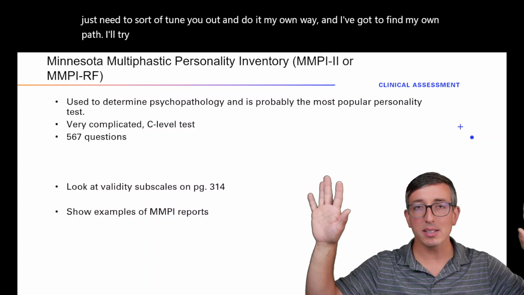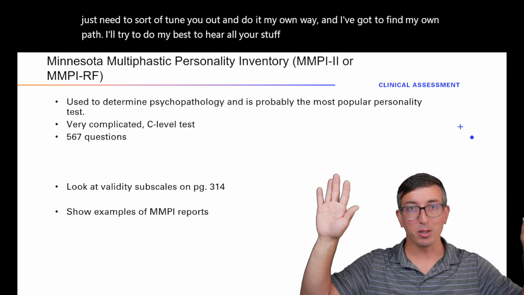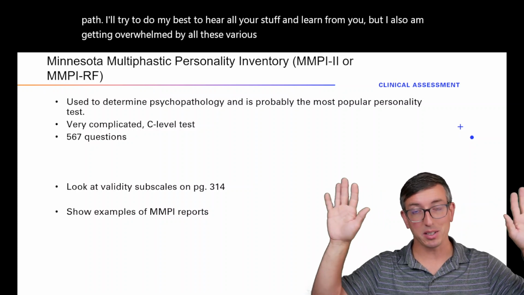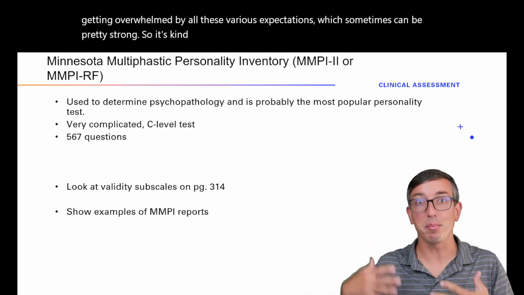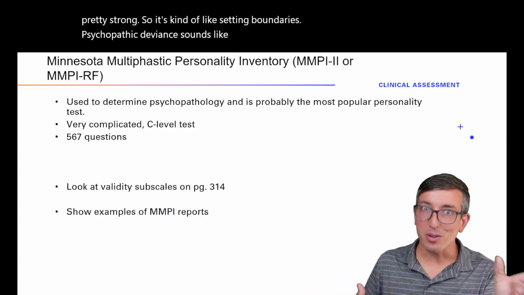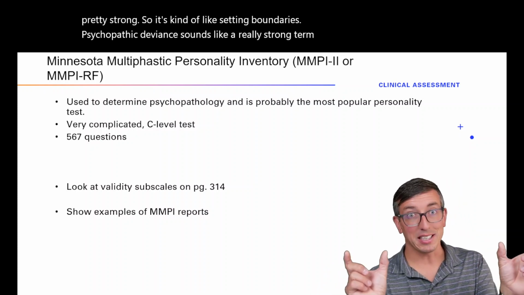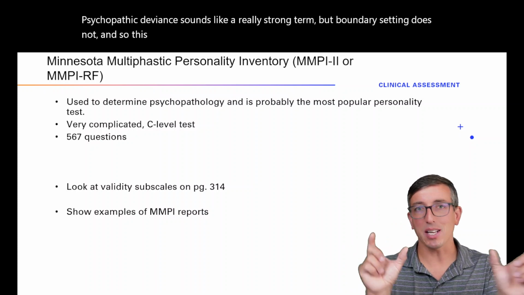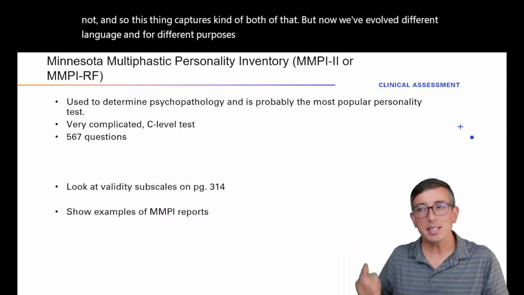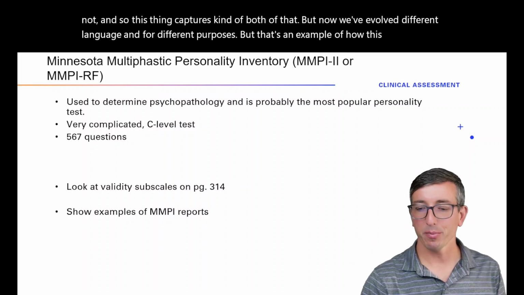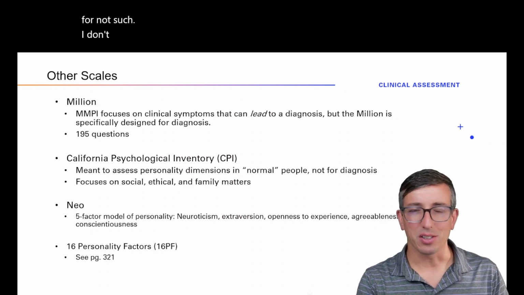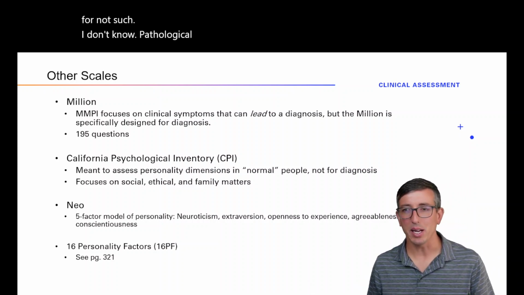I'll try to do my best to hear all your stuff and learn from you, but I also am getting overwhelmed by all these various expectations, which sometimes can be pretty strong. So it's kind of like setting boundaries. Psychopathic deviance sounds like a really strong term, but boundary setting does not. And so this scale captures kind of both of that, but now we've evolved different language for different purposes. But that's an example of how this can be used in not such pathological, diagnostic kind of ways.